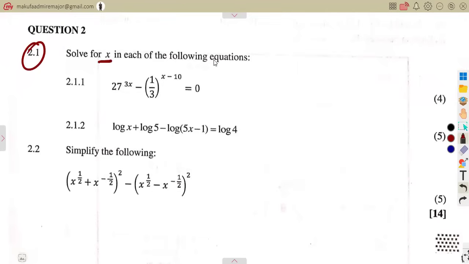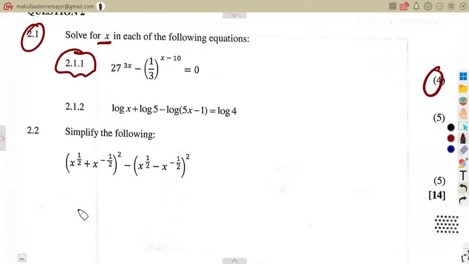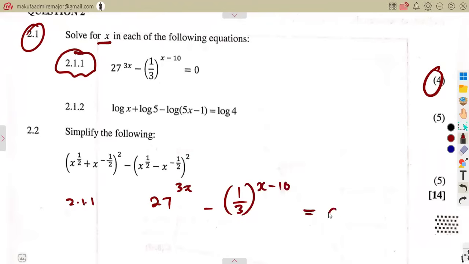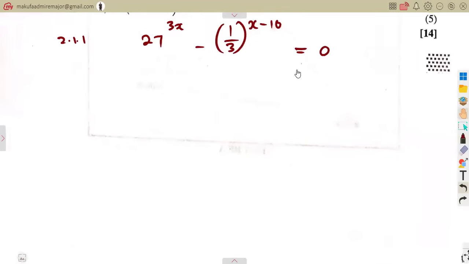Solve for x in each of the following equations. 2.11, we're given an equation and there was 4 marks. Okay, so let's see how we're supposed to have attempted this typical question. That's 2.11: 27 to the exponent of 3x minus 1 over 3 to the exponent of x minus 10 is equal to 0. These are exponents that we are working with, which is fine, but how can we solve?